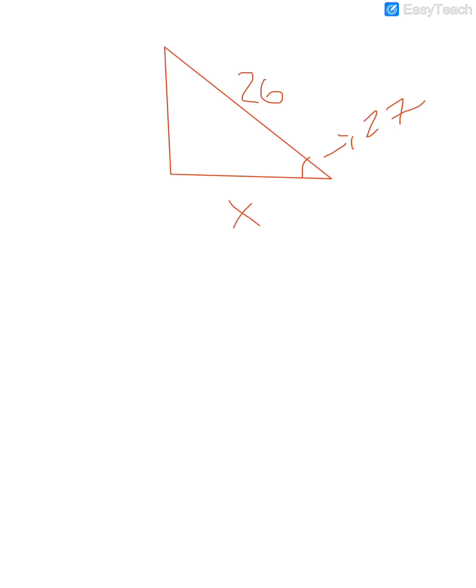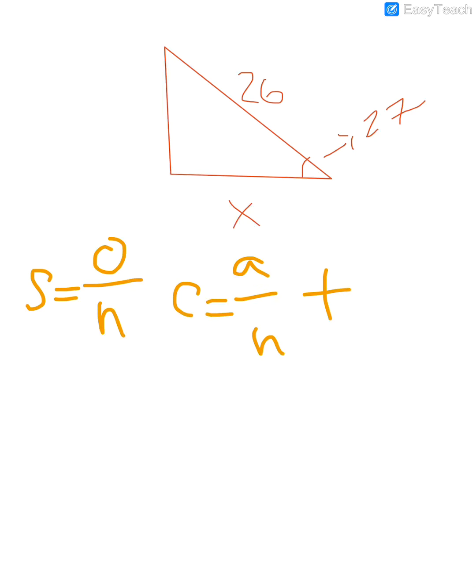So I'm going to write it out like this. S equals O over H. C equals A over H. And T equals O over A. And remember that O stands for opposite, H stands for hypotenuse, and A stands for adjacent.